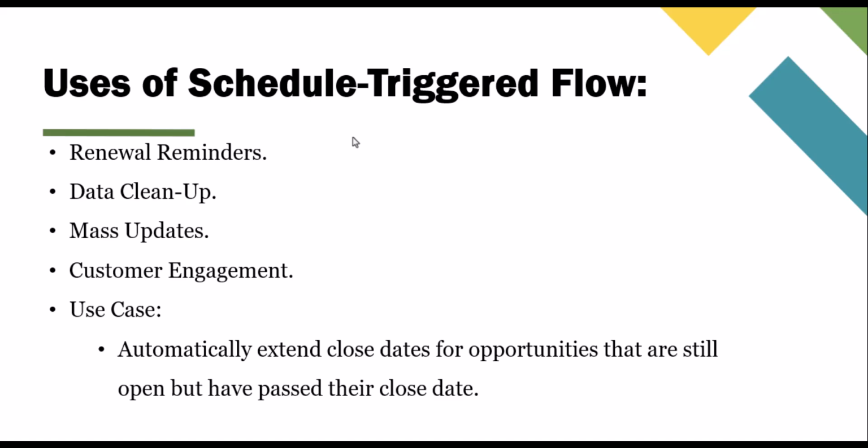Now you might be thinking, we can update the close date using the record trigger flow also, but you have to understand the record trigger flow executes based on some condition. On the opposite side, the schedule trigger flow executes on a particular period. So here we can add frequency as daily, weekly, or once.